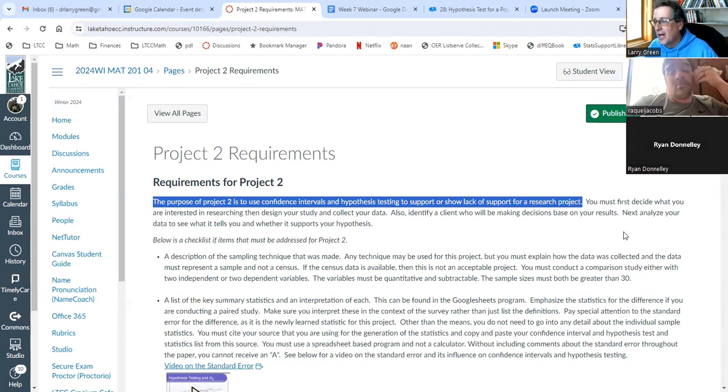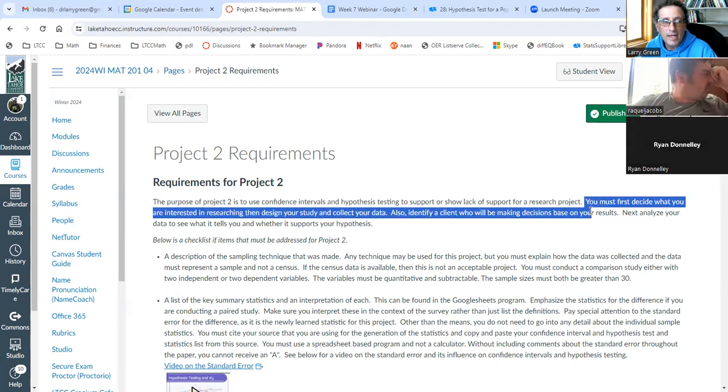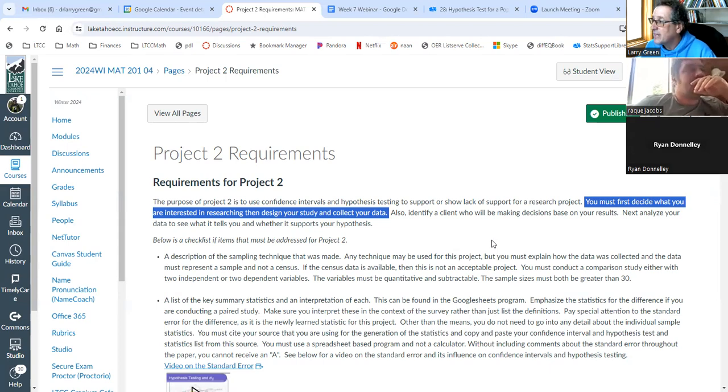So almost all of your writing should be about that. There's a little bit on other things, but most of it should be on that. Okay. You first have to decide what you're interested in researching, then design your study and collect your data. You are responsible for collecting data, not grabbing someone else's collected data. Okay. It does not have to be a survey question like project 1 was. This is very different than project 1.